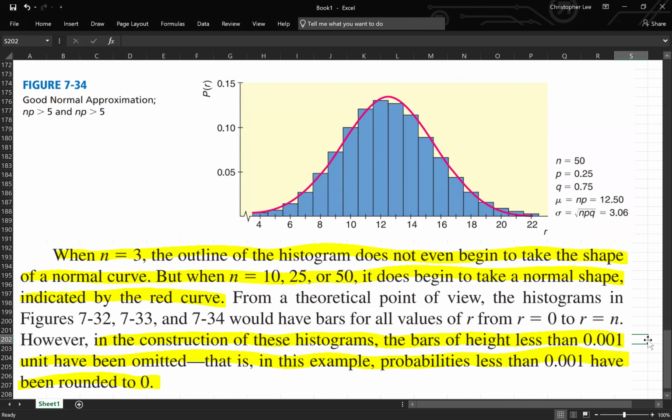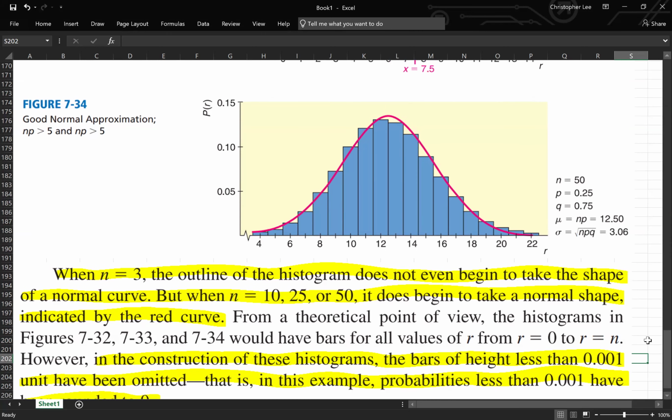From a theoretical point of view, the histograms in the first 3 would have bars for all values of r from r equals 0 to r equals n. However, in the construction of these histograms, the bars of heights less than 0.01 units have been omitted. That is, in this example, probabilities less than 0.01 have been rounded to 0, right?